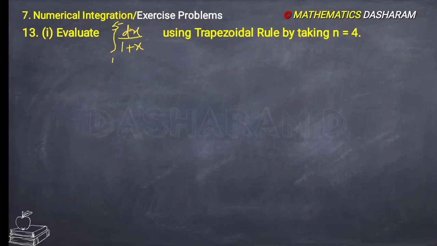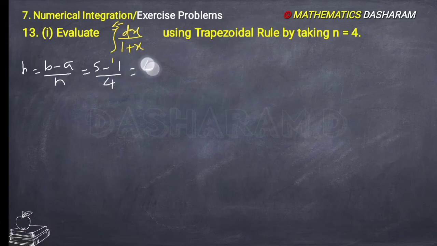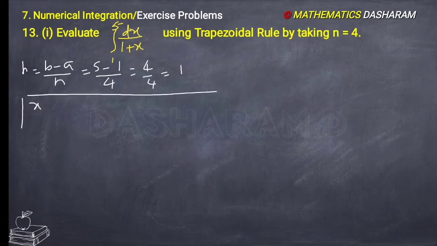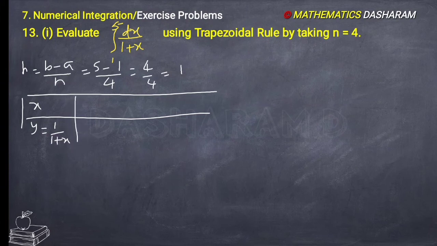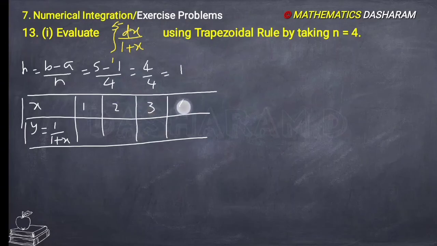13th question, first problem, evaluate integration 1 to 5 dx by 1 plus x using trapezoidal rule by taking n equals to 4. h equals to b minus a divided by n. So here b value is 5 and a value is 1, divided by n value 4. So 4 by 4 is equal to 1. So let's draw a table. First the x value, next the y value, which is the given function, that is 1 by 1 plus x. So first x value is 1, next increase with h, that is 1. So 1 plus 1 is 2, 3 and 4, here is 5.